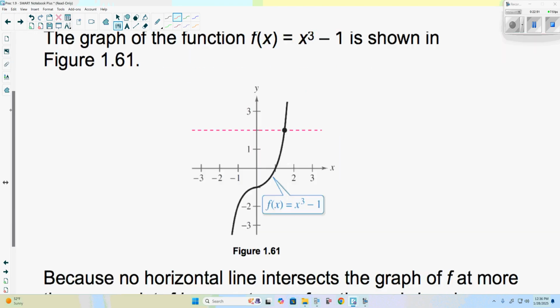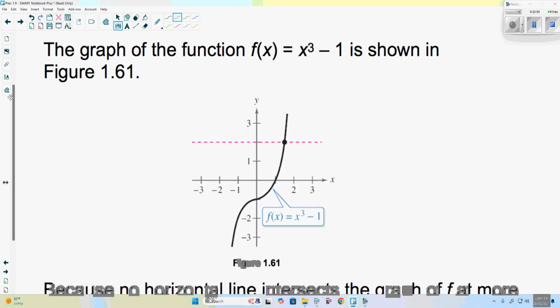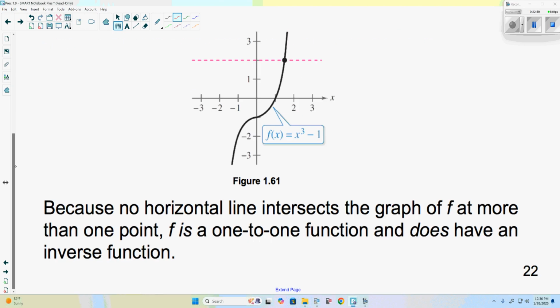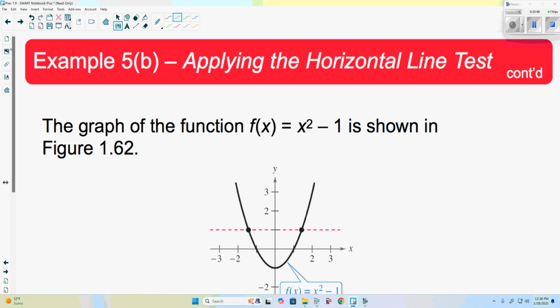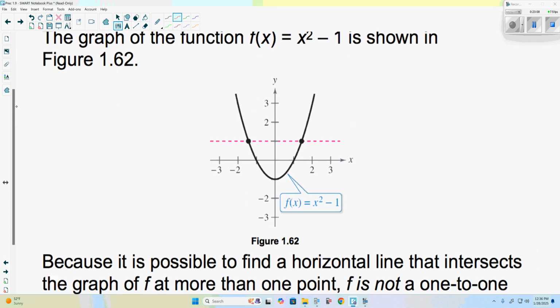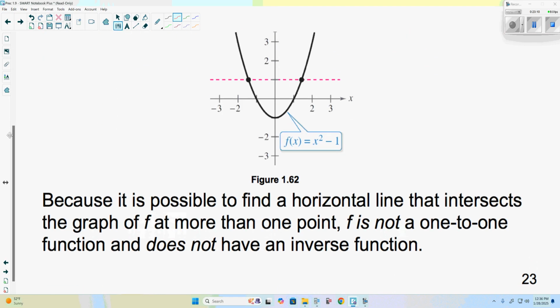So we have this graph shown here. There's no way we can draw a horizontal line and it crosses more than one point. Therefore, it is one-to-one and does have an inverse function. Here, we can draw a horizontal line that intersects the graph of f at more than one point. f is not one-to-one and does not have an inverse function. It can have an inverse, it's just not going to be a function.